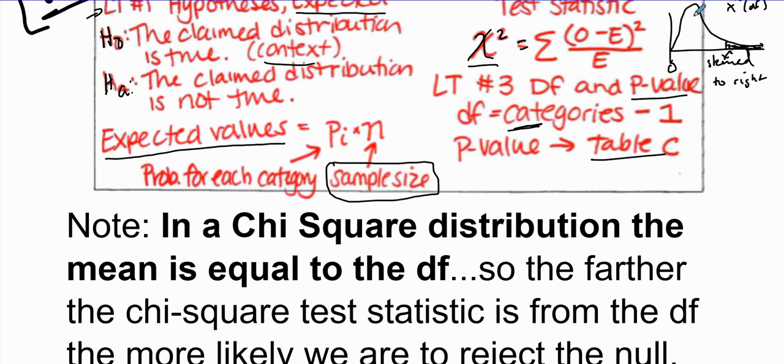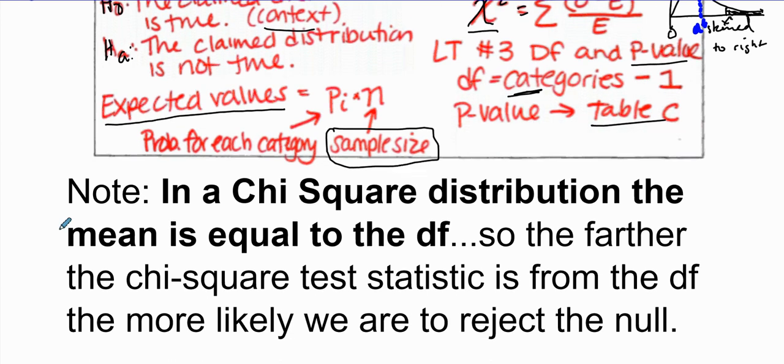Wherever the mean is, since this is skewed to the right, it's probably going to be somewhere slightly overpassed by the median. So if we go right, we'll say that is df. Well, the larger the chi-square statistic is from the degrees of freedom, the greater the chances are that you're going to reject the null hypothesis. And that's what we know there.